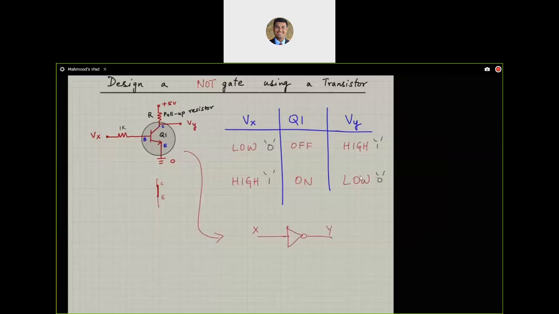Now the question is, how do we design, say, a buffer? Buffer, what does that mean? I need y equals x, right? Input equals output. How do I do that? Well, the simple way to do this is to have two NOT gates connected back to back.